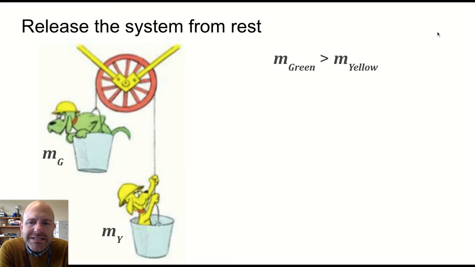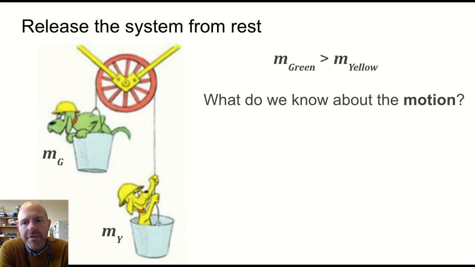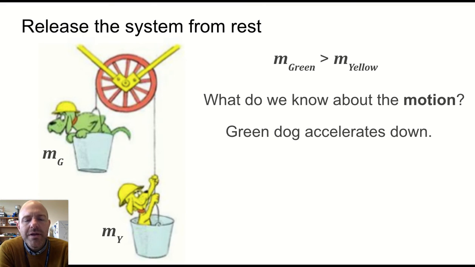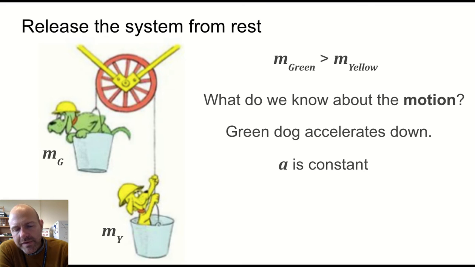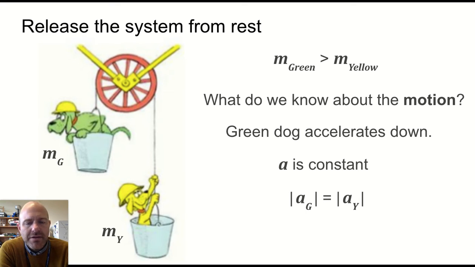So if we release this system from rest and we say a couple of things, say the mass of the green dog is bigger than the mass of the yellow dog, what can we say about the motion? Well, the yellow dog is going to accelerate up and the green dog will accelerate down. The acceleration should be constant because there are constant masses, and they both should have the same acceleration. After all, they're connected by that string.